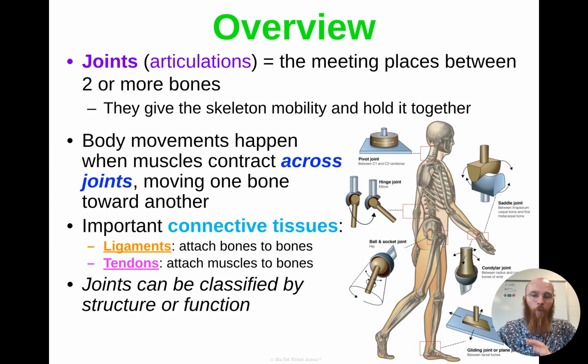Now, we have some important connective tissues that we want to know the difference between. We have ligaments, which attach bone to bone, and we have tendons, which attach muscle to bone. Okay, so remember, ligaments, bone to bone, tendons, muscle to bone. We will need to make sure that we have those differentiated. And joints are ultimately going to be classified based on either their structure or their function, their anatomy, or the way that they function, their physiology.